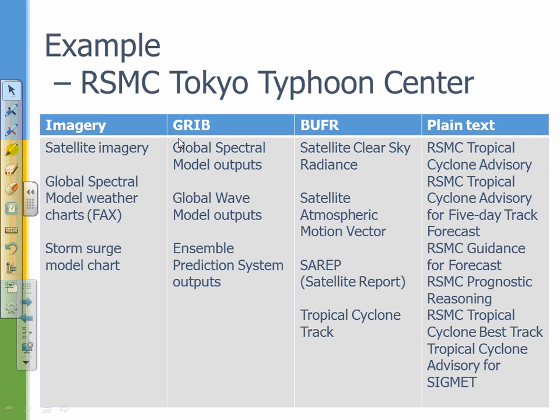The GRIB is the numerical weather prediction model's output. So the global model, global wave model, or ensemble prediction system outputs, all these products are represented in grid format. The BUFR is actually relatively less, and then we have satellite clear sky radiance and satellite atmospheric motion vectors. Those data are disseminated in BUFR format, and also SAREP and tropical cyclone tracks. In contrast, all these tropical cyclone advisories and guidance are all plain text. So this is not a part of TDCF.